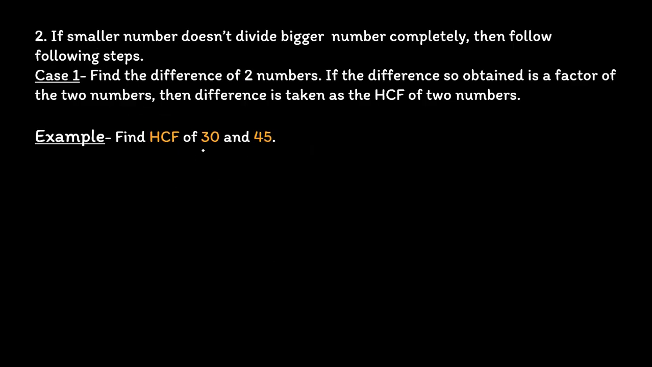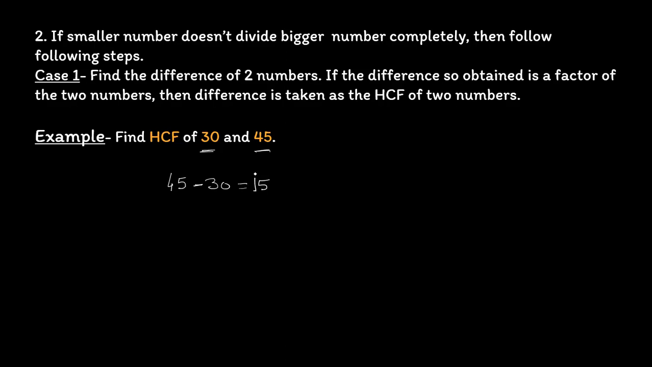For example, 30 and 45. The smaller number is 30. Does it divide 45 completely? No, it does not. So the next step will be, we will find the difference of these two numbers. The difference is 45 minus 30 is equal to 15.